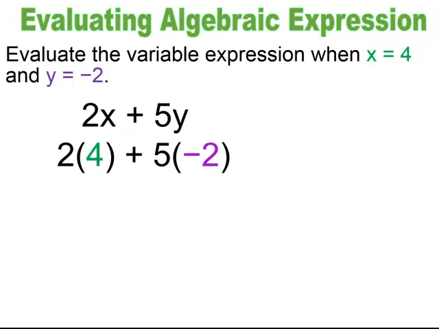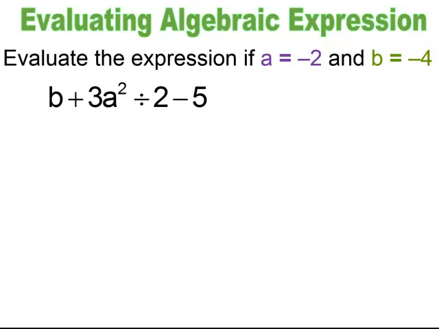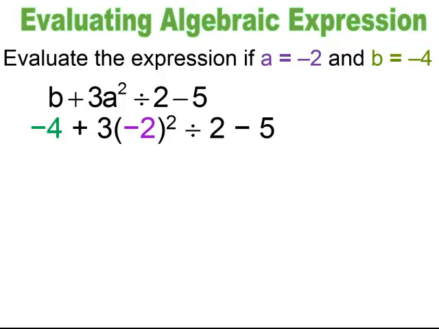So again, I substitute the numbers in. I'm using parentheses here. I do the multiplication. It's 8 minus 10, because 5 times a -2 is a -10. And then I do the subtraction. 8 minus 10 is a -2. Pause and try. So this is a multi-step evaluation.